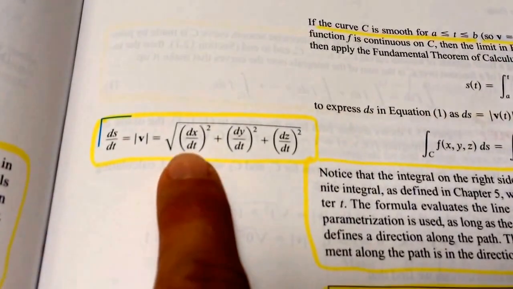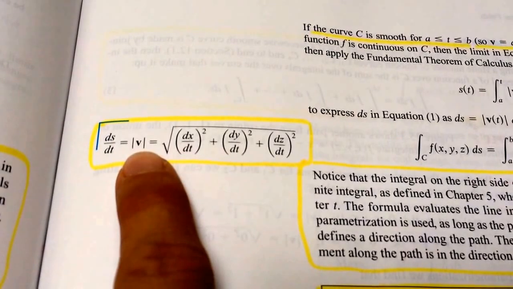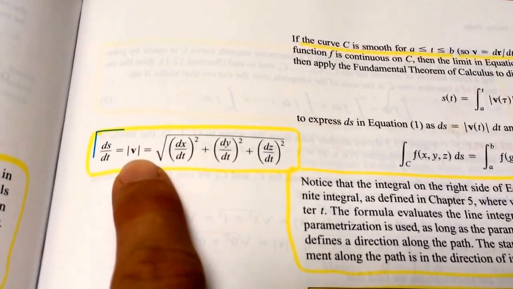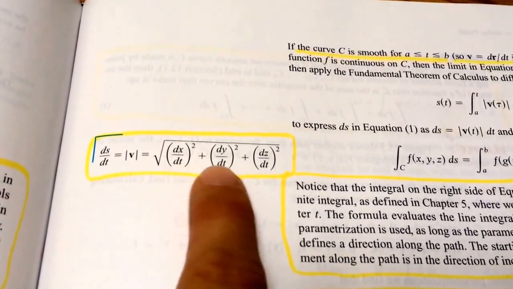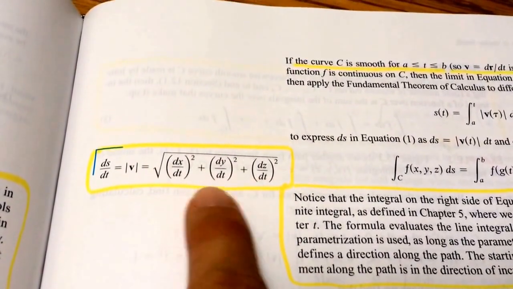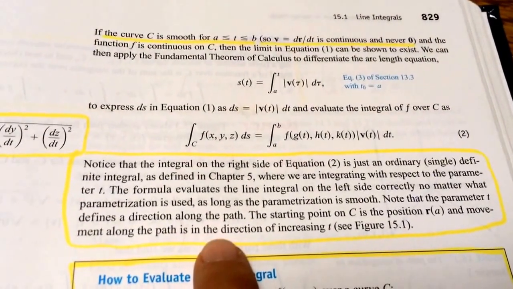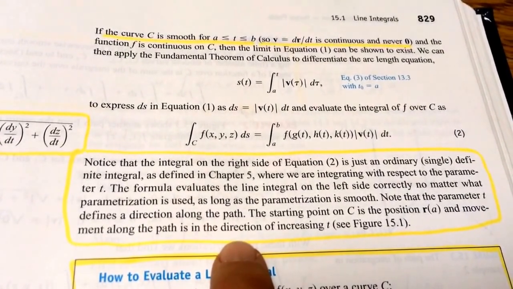So they have the formula for that here. Velocity vector is just the derivative of the r vector. So you take the derivatives of the individual component functions, square them, add them together, and take the square root since it's magnitude. So they talk about here kind of what's going on with this formula.